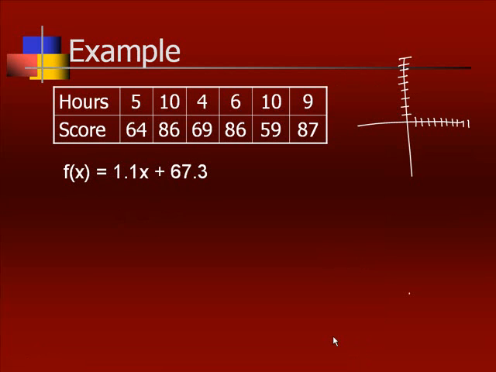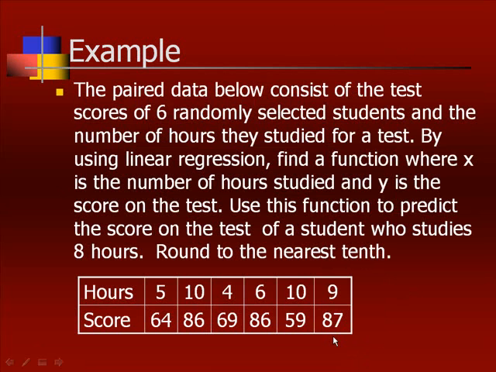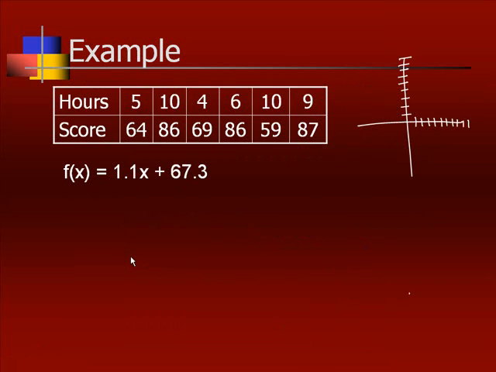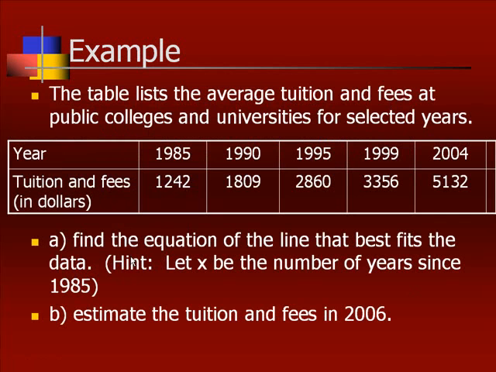Now, the previous question said, use this to predict the score of a student who studies for 8 hours. That means x is 8. So we're going to take 8, plug it into that formula, which says supposedly if it were linear, the person who studies 8 hours.